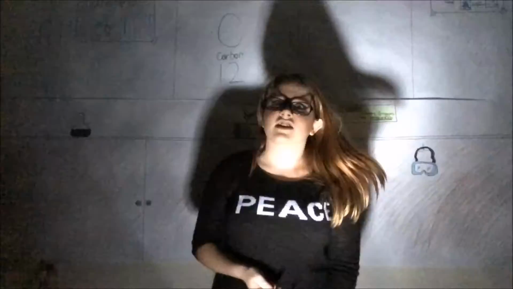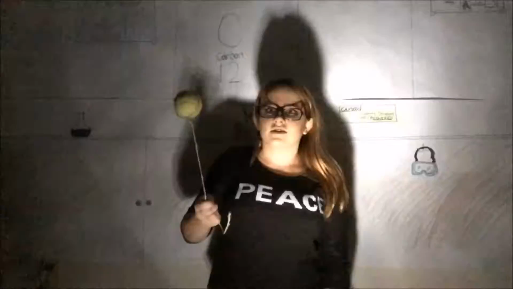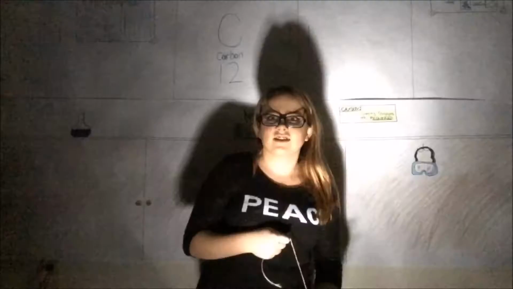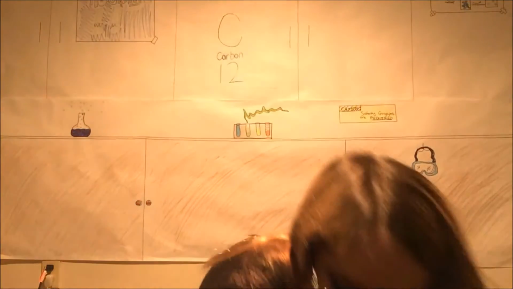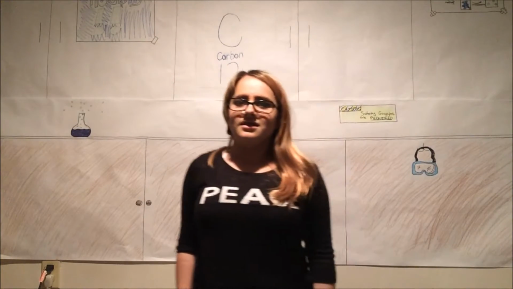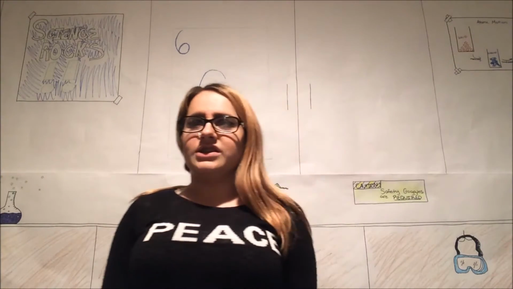Lights off. This is how fast an electron moves. Lights on. You couldn't even see it. But that's not all the things in an atom.